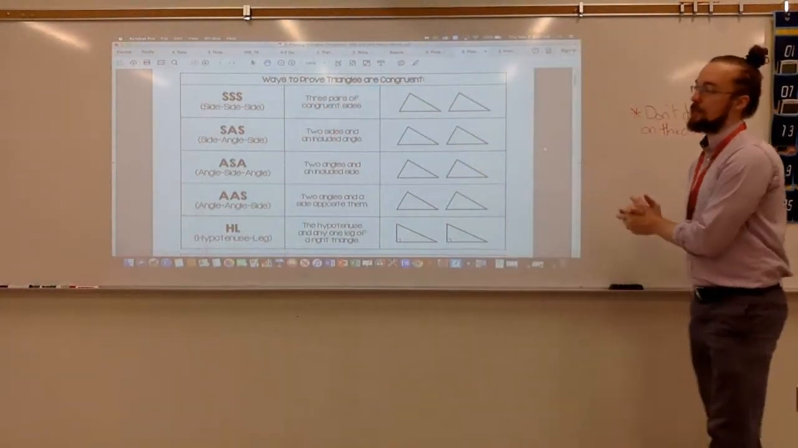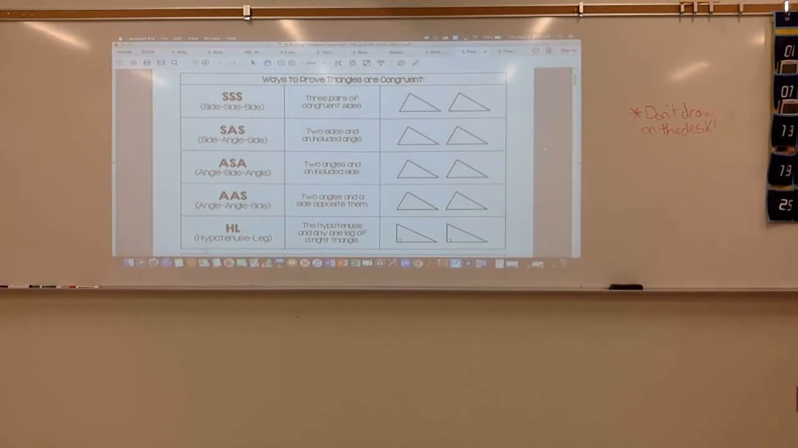Alright, today we're going to start talking about the shortcuts. We are eventually going to talk about 5 shortcuts to prove that 2 triangles are congruent. We're just going to do 2 of them today. We're going to look at the first 2.